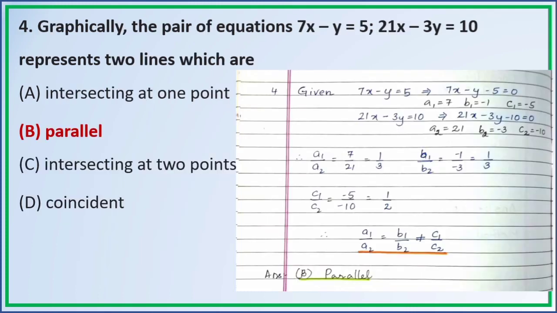Students, the equations are not in standard form. First step, convert the equations into standard form. After that, find out the ratios a1 by a2, b1 by b2 and c1 by c2. We can check that a1 by a2 is equal to b1 by b2 but not equal to c1 by c2. Therefore, the correct answer is option B, parallel. The pair of linear equations represents lines that are parallel.